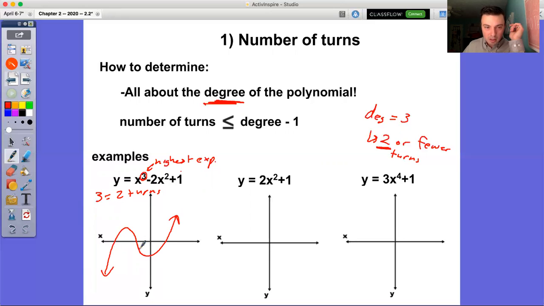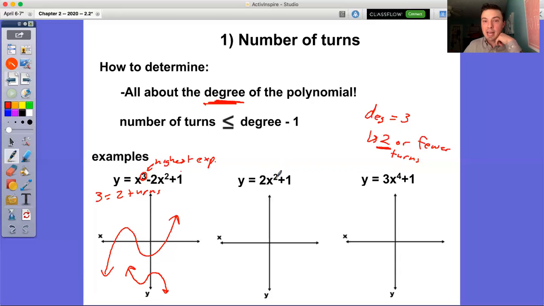1 turn, 2 turns. That's what I mean by a turn, where the function turns around. It changes from increasing to decreasing. We also could have drawn it the other way, down then back up like that, because we don't really know yet how to differentiate between these two. Either of those are good options for 2 turns.